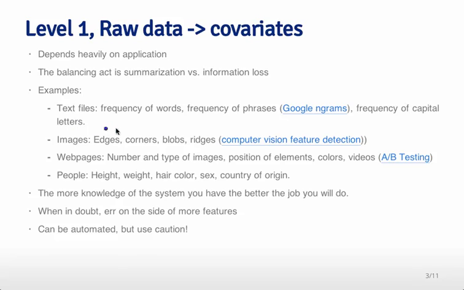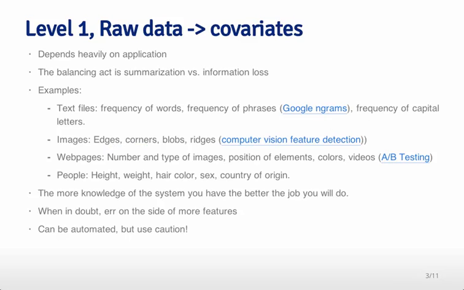Some examples here: for text files, it might be the frequency of words or frequency of phrases. There's this cool site, Google Ngrams, which tells you about the frequency of different phrases that appear in books going back in time. For images, it might be edges and corners, blobs and ridges, for example. These are all ideas about how you identify different structures in an image.